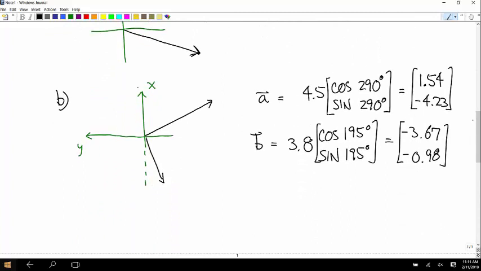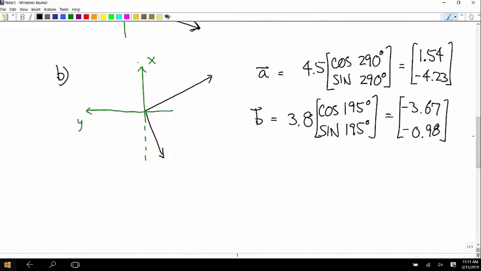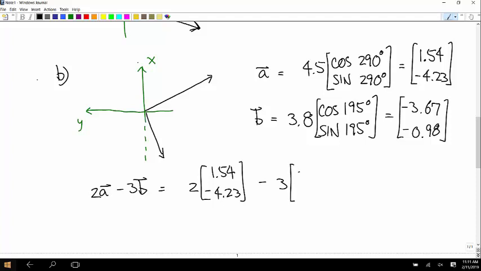And then it asks you for 2 times A minus 3 times B, which is just 2 times 1.54, negative 4.23, minus 3 times negative 3.67, negative 0.98.